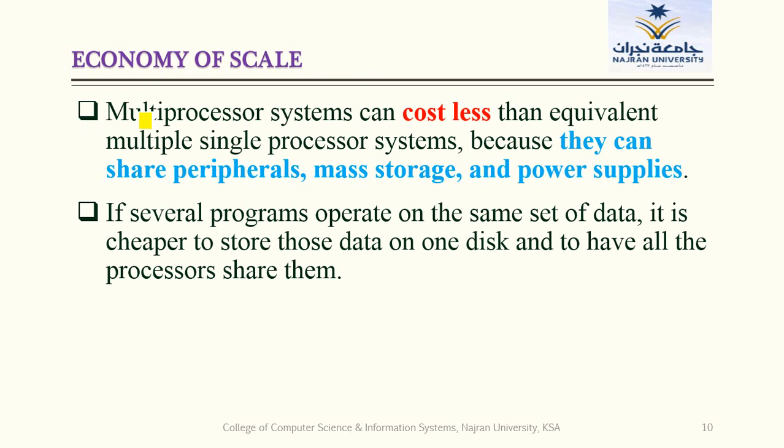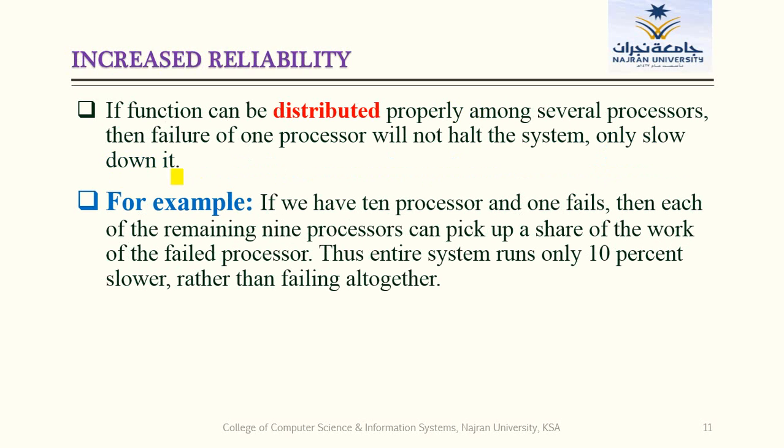Second advantage, we have seen economy of scale. Multiprocessor systems will cost less because they share different resources of the computer like peripheral devices, mass storage and power supplies. Then we have seen the third advantage, increased reliability. Multiprocessor systems are more reliable than single processor systems because if one processor is not working, the remaining will continue to work. It is possible the work will be slowed down, but it will still give some reply, some output to the user.